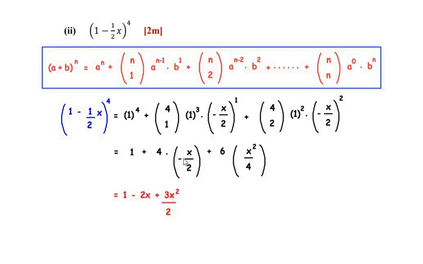Now plus with a minus gives us minus. Now this 2 in the denominator divides this 4 in the numerator, that is 2 1 times is 2 and 2 2 times is 4 giving us minus 2 times x plus now 6 and 4 go in the table of 2, that is 2 2 times is 4 and 2 3 times is 6 giving us plus 3x square over 2. So these are the first 3 terms which we needed by the expansion of this bracket.